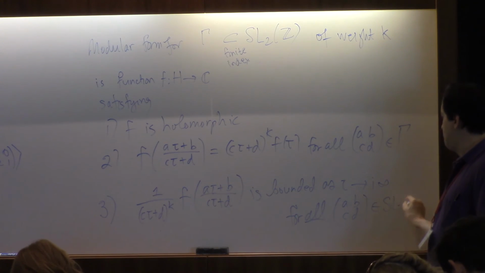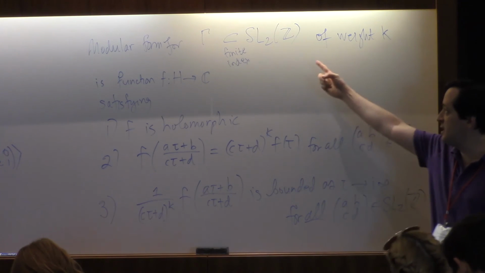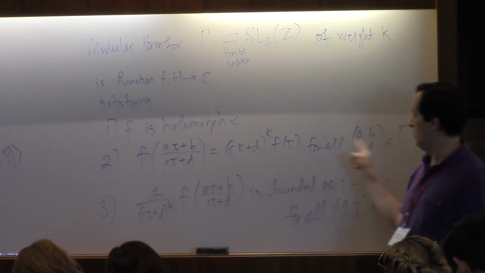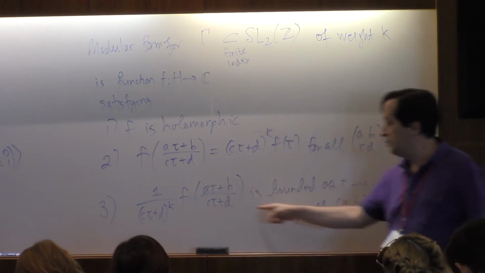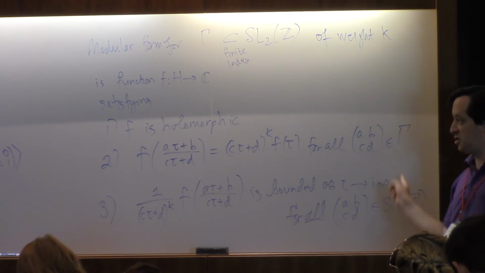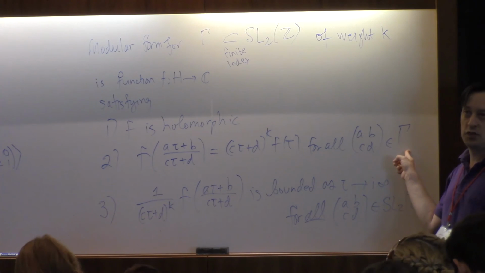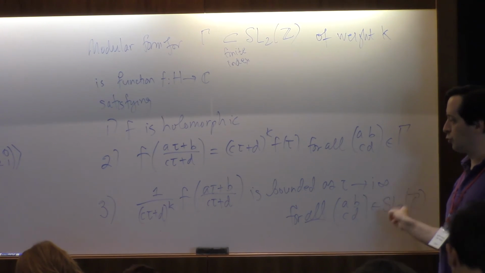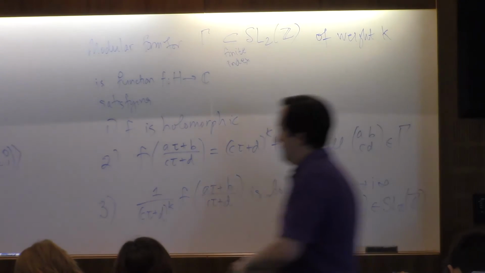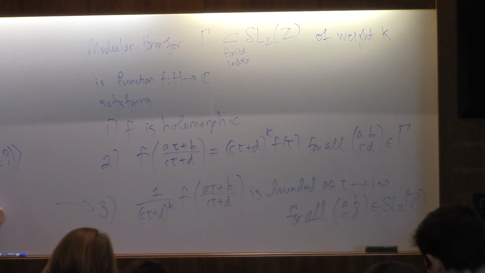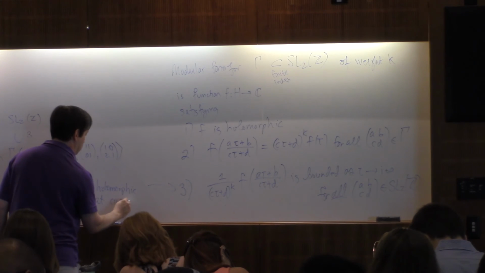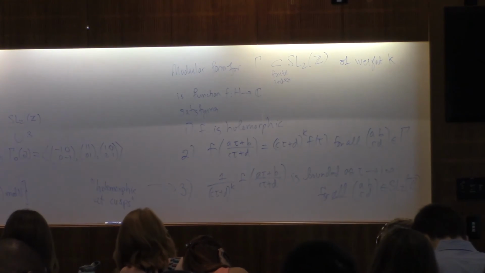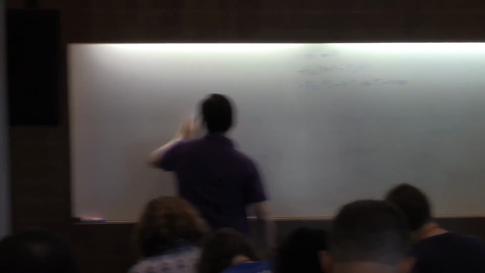So if the group gamma is SL2Z, then these are equal for all the matrices, and this is just another way of saying the original condition. But in general, this third condition is for the full group SL2Z, while the modularity condition is only for the subgroup gamma, so it is saying something for a larger group. This condition is called being holomorphic at the cusps, and I want to draw a picture to indicate what that refers to, and then that'll be it for today. So let me show you a picture.